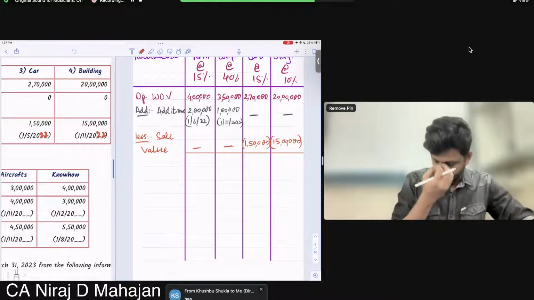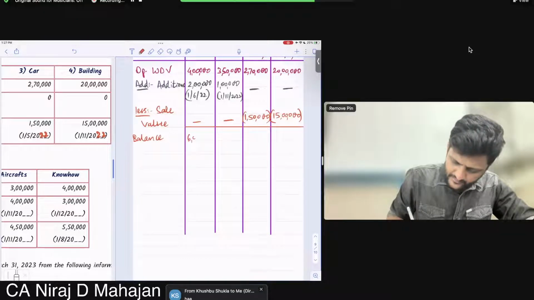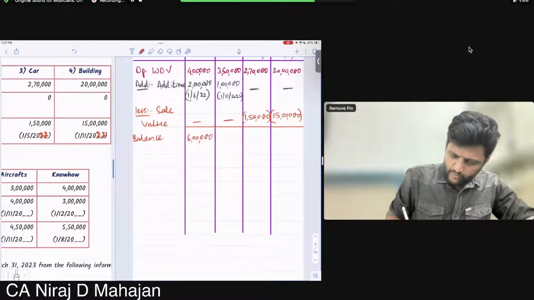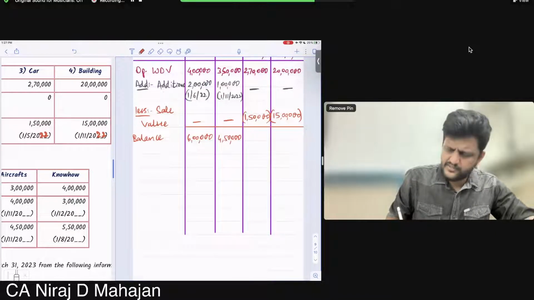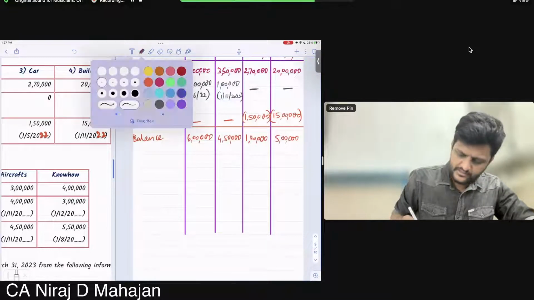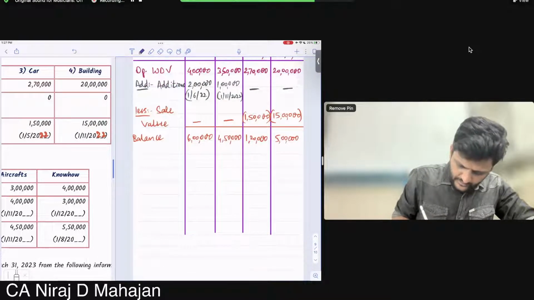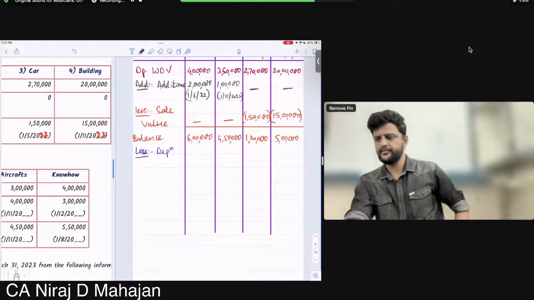Understood? Okay. Then we write down your balance. So what is my balance? 6 lakhs. 4 lakh 50. Here 80. Sorry, how much? 120, right? Sorry. And here 5. Just my balances. Less depreciation. Less depreciation. Ready, everybody?